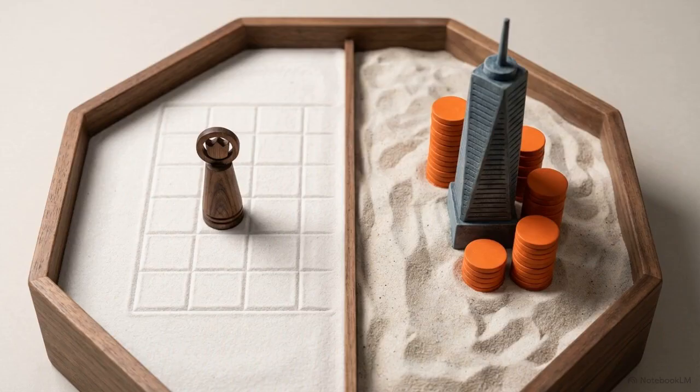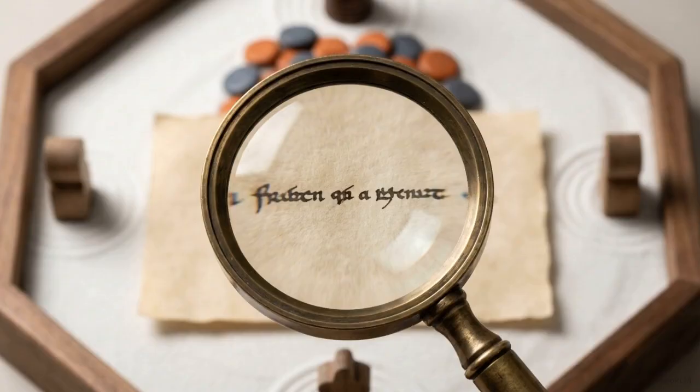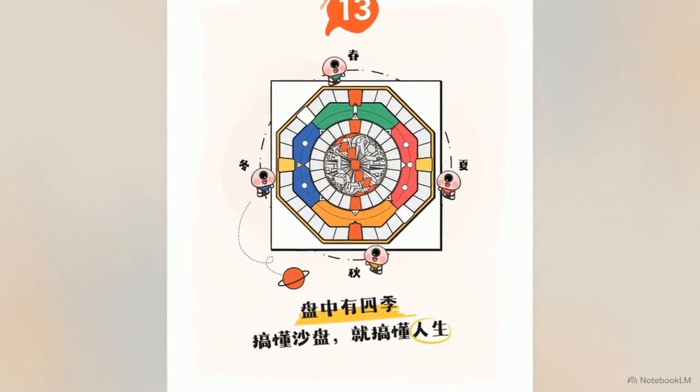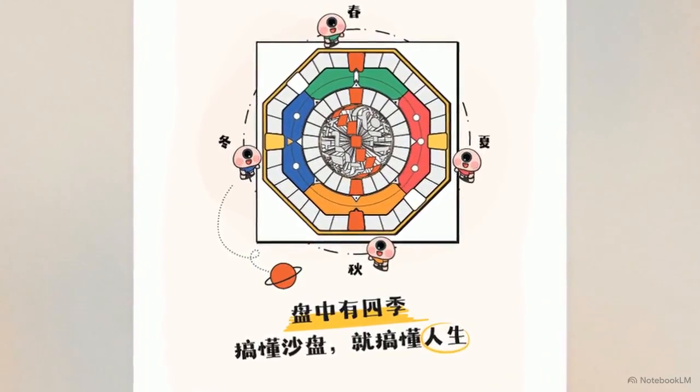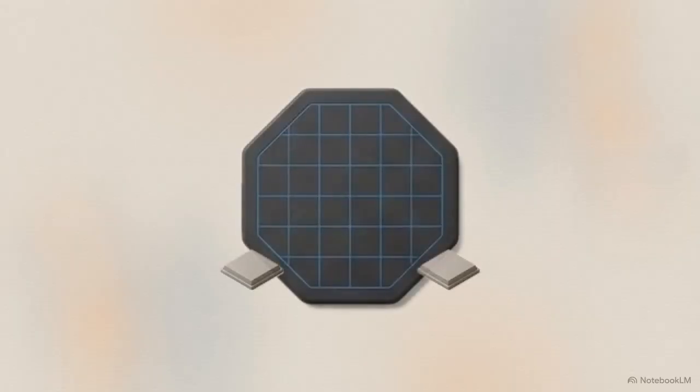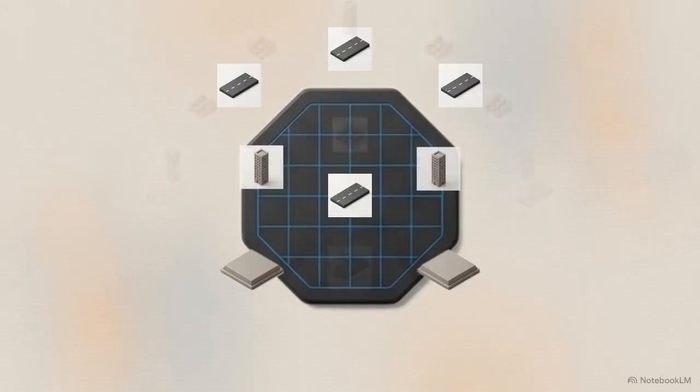So why does mastering a tabletop simulation matter for real-world stakes? The answer is in the very last line of text. The author deliberately marked this document for us. Look at the yellow circle. The text translates this specific word as life. The full sentence reads, "Understand the sand table, and you understand life." This entire board is designed to be a one-to-one microcosm for your actual reality.